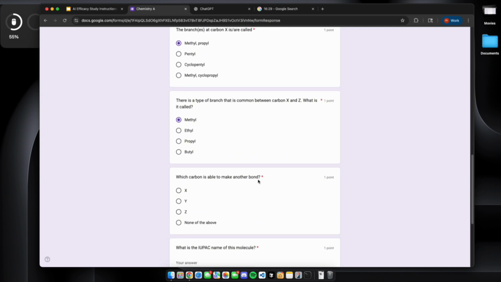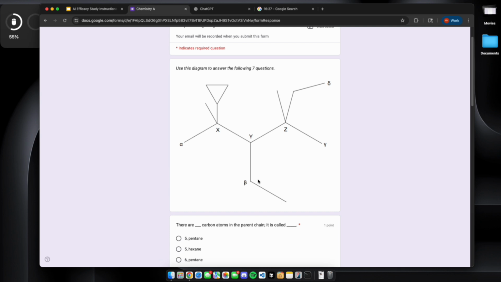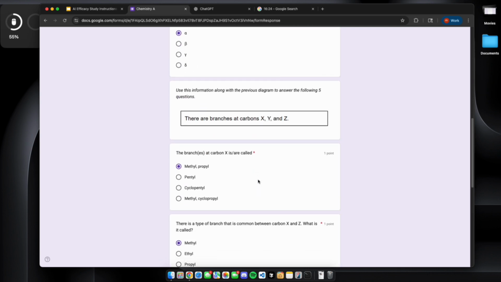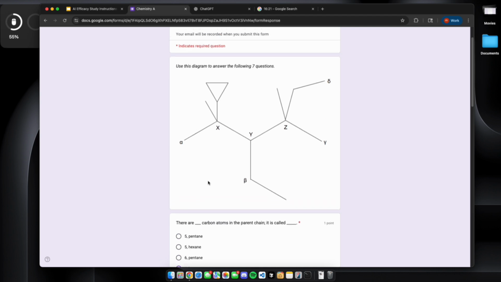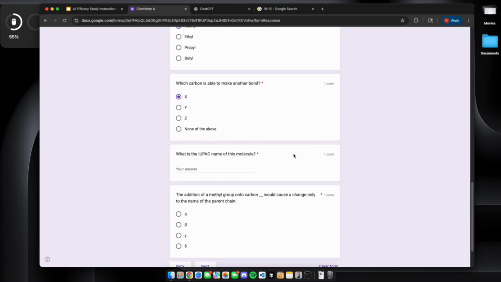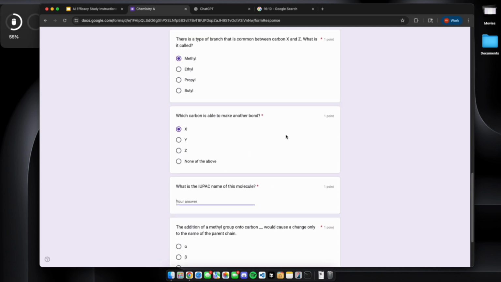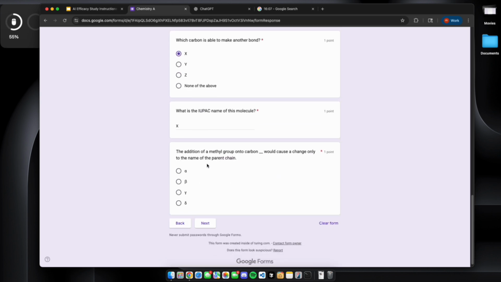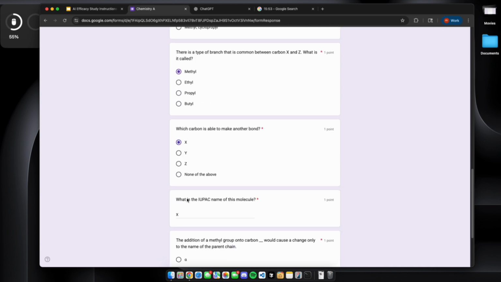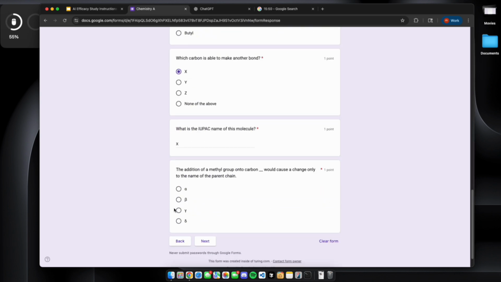Well, carbon is able to make another bond. Maybe X, since it has this empty branch here. What is the IUPAC name of this molecule? I'm not sure. The addition of a methyl group onto carbon blank would cause a change only to the name of the parent chain. I'm going to go with A.